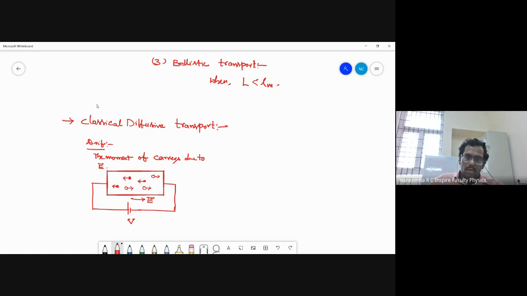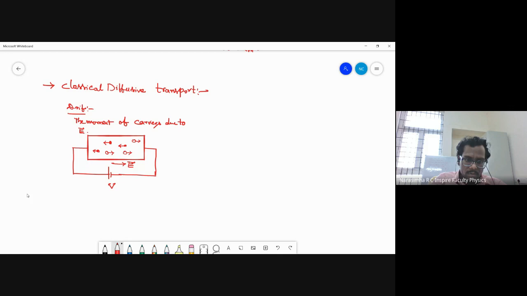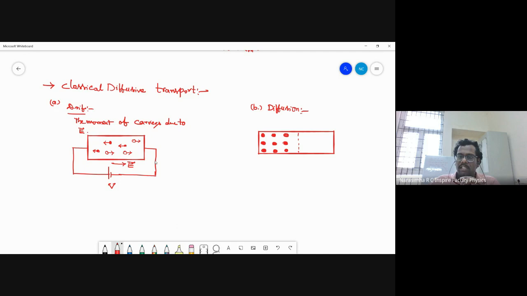Now, what about the other mechanism? The first one is drift, and the second one is diffusion. Let me take a sample system. Suppose the system has a non-uniform charge distribution. Let's say I have a large number of electrons at this end. Let's say we have some kind of division or separation from one region to another region. So in the left side region, we have a larger number of charge carriers.